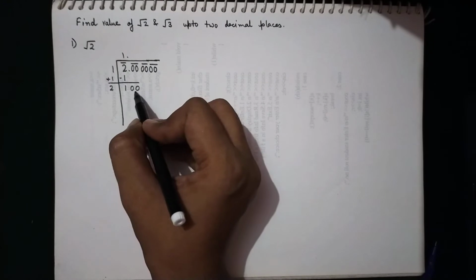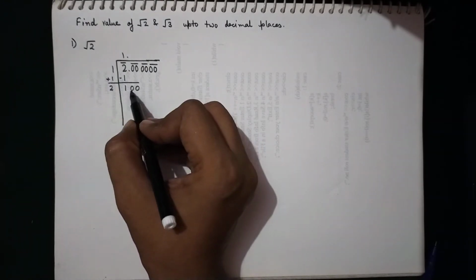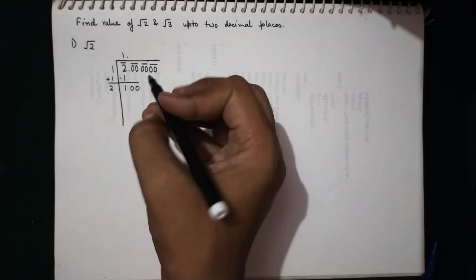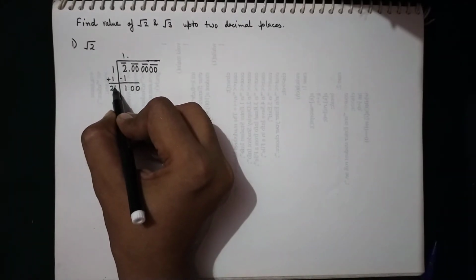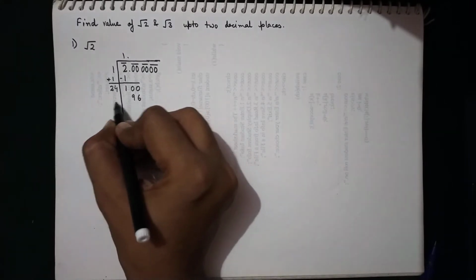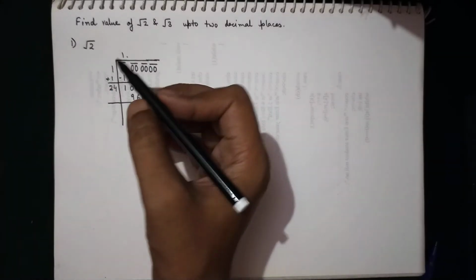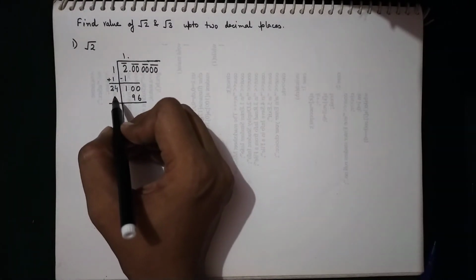After placing the decimal, now for 2 we can try 4. 24 into 4 will be 96. It is not necessary that you get the exact answer in one attempt. You may have to try various numbers, then you will be able to get the number. So you can try others, but here I directly come to this one.